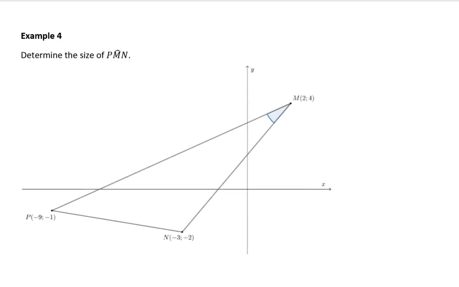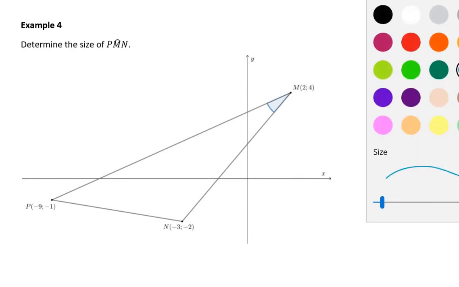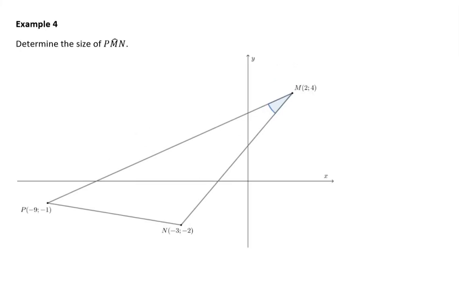Okay, let's look at another example. Example number 4. We've got 2 more to go. Can you find the size of PMN? Well, first of all, we've discussed this before. Let me label in my angles of inclination.